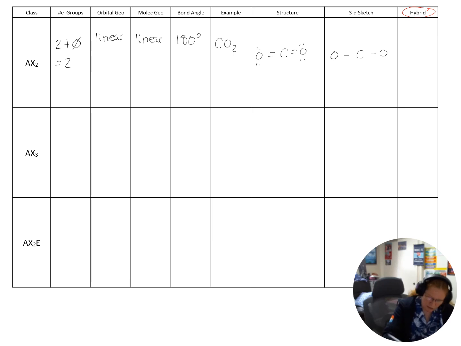So our 3D sketches are not going to be proper Lewis structures. All right, they're just going to be a brief representation of in 3-dimensional space, how is everything oriented around each other. All right, and then again, I'm going to fill in this hybrid category column for you, but we'll explain it all in the next video. Okay, this is going to have an sp hybridization. Okay, all right, now I have my AX3 classification. 3 bonding, 0 lone pairs, total of 3 electron groups. Okay, so this is trigonal planar.